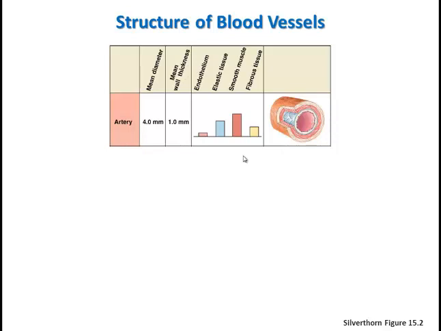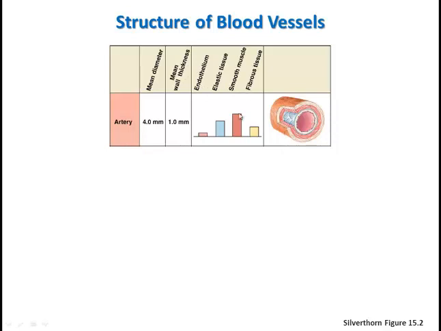Here we have a chart that's going to show differences or different structures and features between arteries, arterioles, capillaries, venules, and veins. The first comparison is based on diameter. So how wide is the vessel? The second is the thickness of the wall. And then the third shows the relative distributions of endothelial tissue, elastic, smooth muscle, and fibrous tissue that compose the vessel wall.